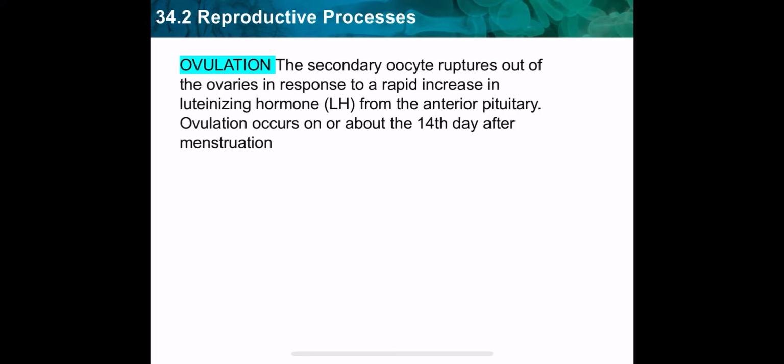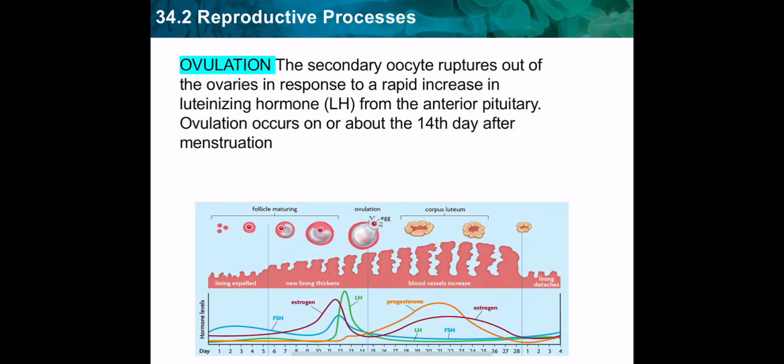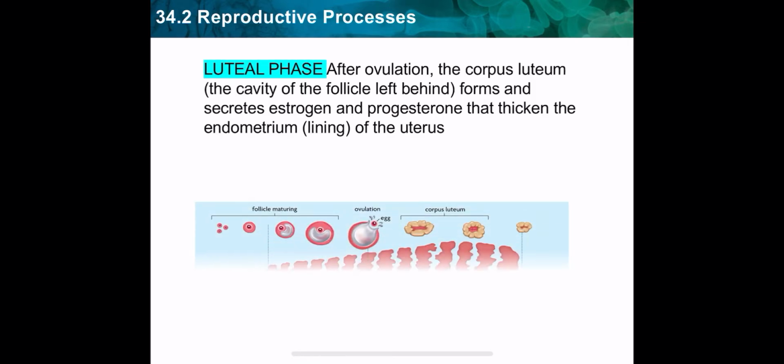What if there is no implantation? What will happen? We will know. But first, let's know what stimulates ovulation, the release of the egg. The LH hormone, luteinizing hormone, will be secreted from the anterior pituitary gland to stimulate the secondary oocyte to rupture out of the ovary. What stimulates ovulation? LH. What stimulates the follicular phase? FSH.